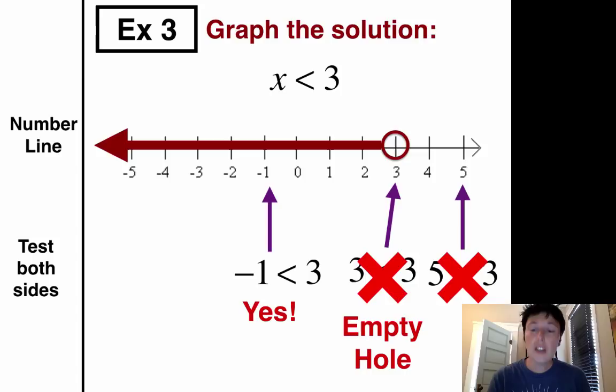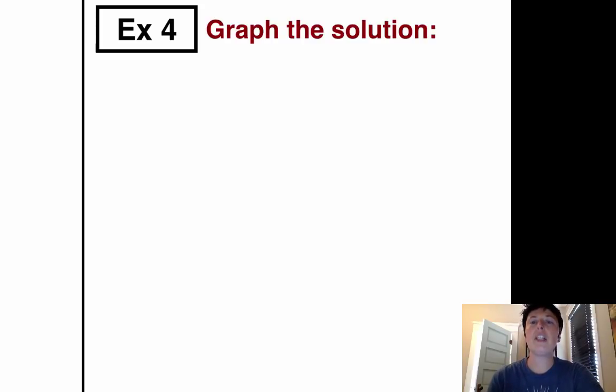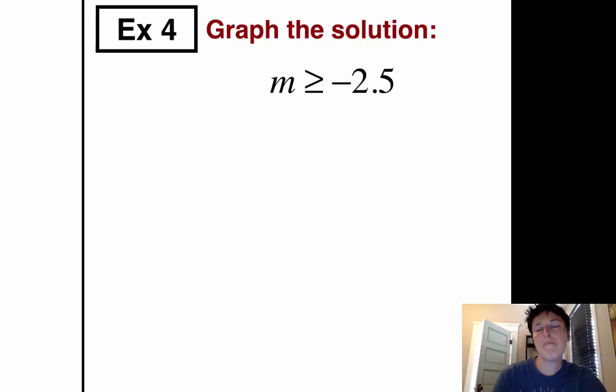If it had been equal to 3, I would have filled in that hole and made it solid, but not in this case. So let's try example 4. This time, we're going to graph the solution for m is greater than or equal to -2.5. Throw a decimal in there. M is greater than or equal to -2.5.